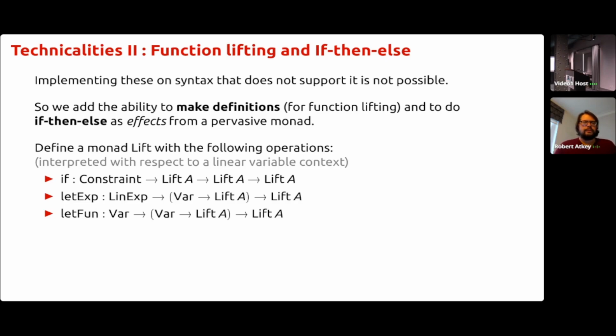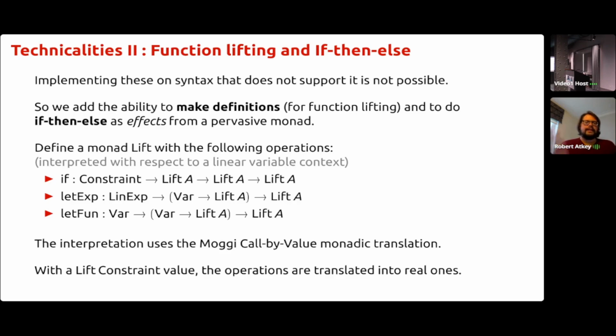And then the whole interpretation becomes a monadic interpretation using Moggi's call-by-value monadic translation. And then when we get a lifted constraint value, so that's one that's been a lifted constraint, then the operations can be translated into the real ones as a logical formula.